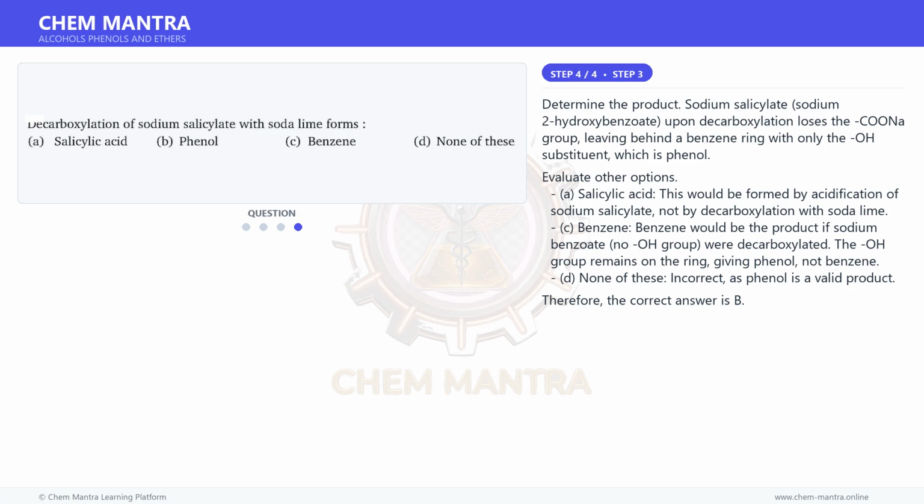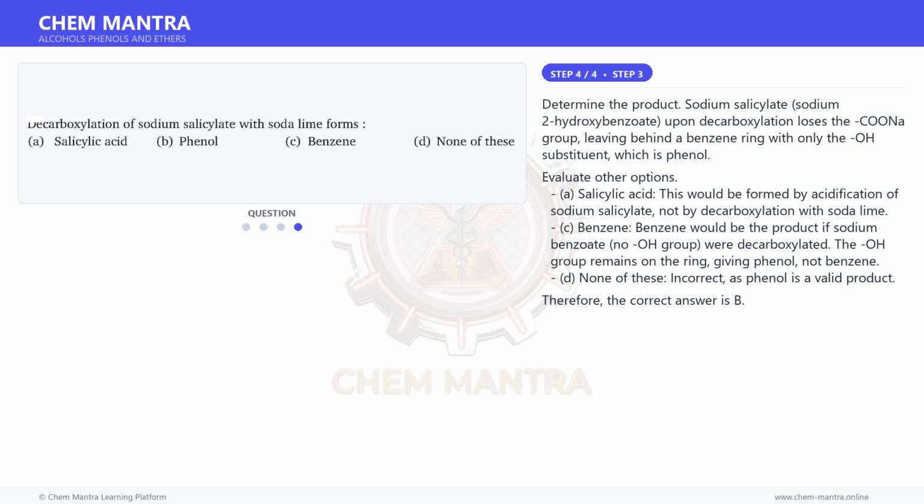And for the final step, determine the product. Sodium salicylate, sodium 2-hydroxybenzoate, upon decarboxylation loses the COONa group, leaving behind a benzene ring with only the OH substituent, which is phenol. Evaluate other options.